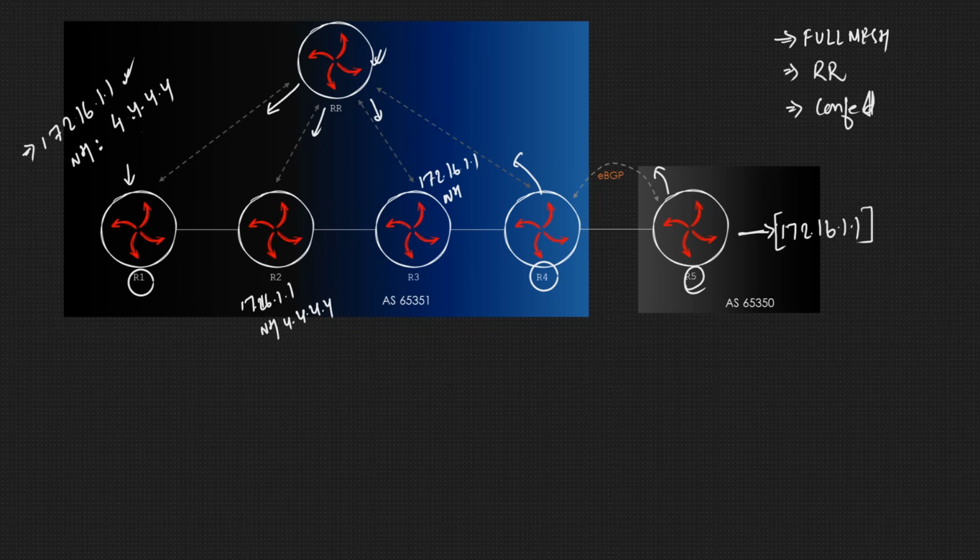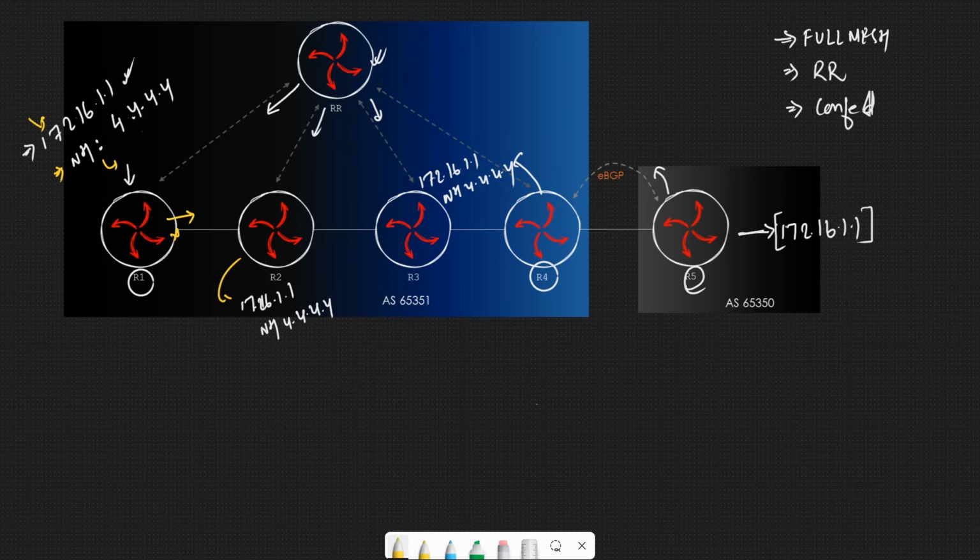So the next hop is 4.4.4.4. In the data plane, when the packet comes here, same thing, it will check the destination address, do a recursive lookup for this in the IGP table, and then exit the interface and reach here.